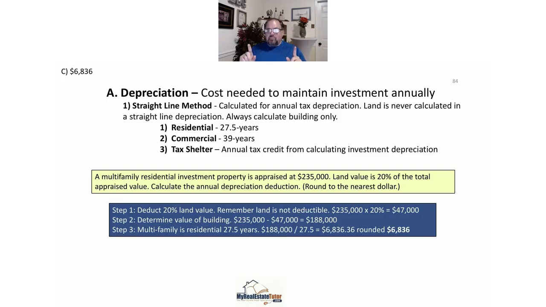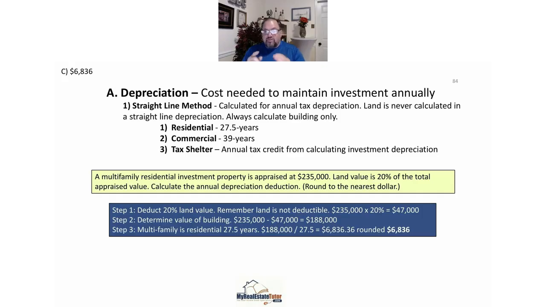Now, remember in the last problem they gave us 40 years in the problem as a useful life. Well, if you don't see a useful life, you have to use the IRS code useful life designations. Under number 1, residential is 27 and a half years. And then number 2, commercial, it's 39 years. Okay, that's the useful life that the IRS code gives us. So if you look at the yellow box, multifamily residential investment appraised at $235,000, land is 20% of the total value. They don't give you an actual useful lifetime.